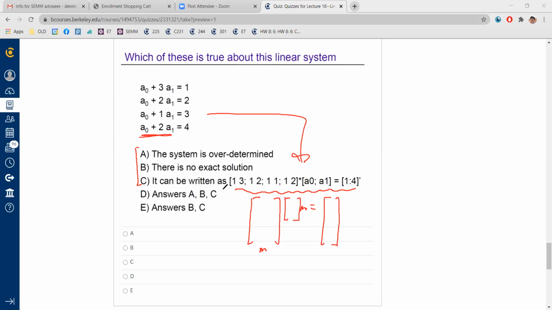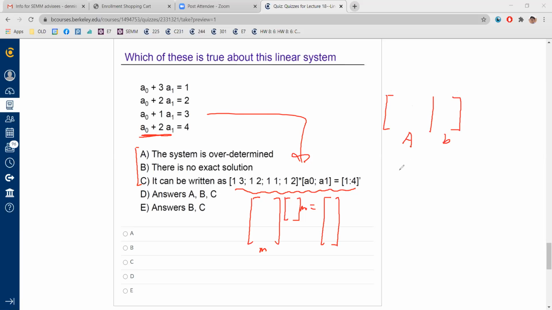No exact solution. I think A and B are related. Are you familiar with overdetermined and underdetermined? No. Okay, let's go over it then. There are three types of problems in these, I don't know what they're called. There are linear systems where you have an A and you have a B.